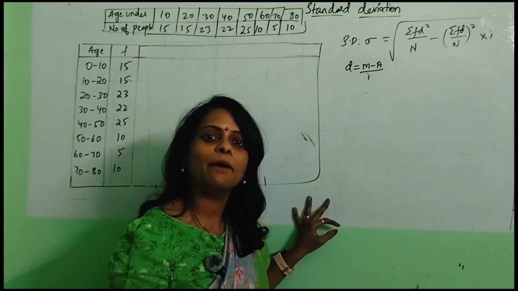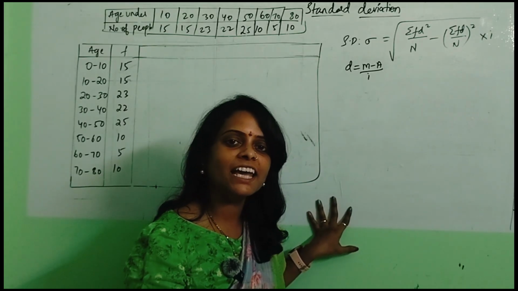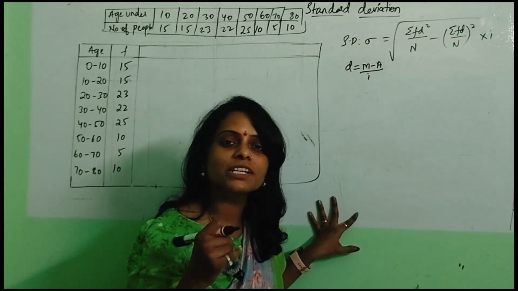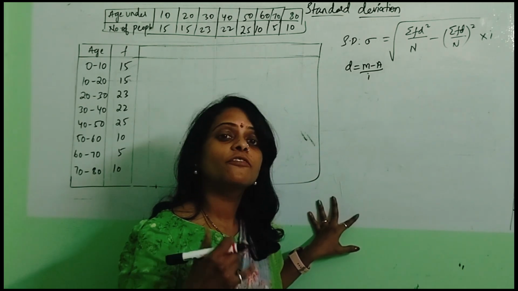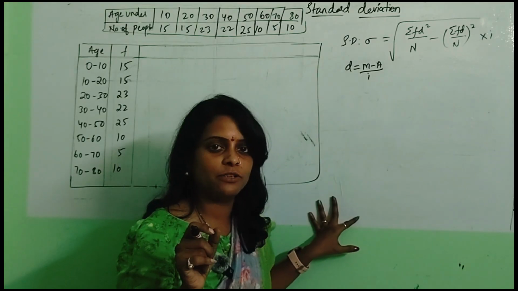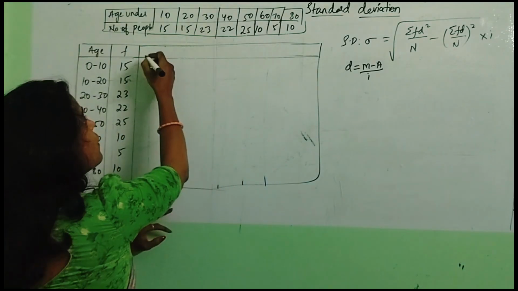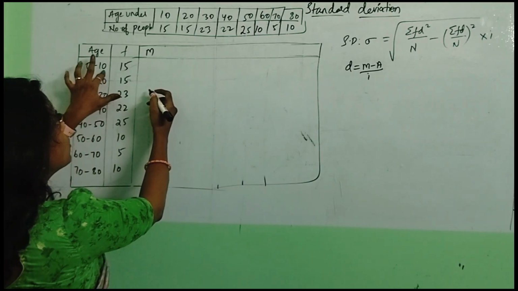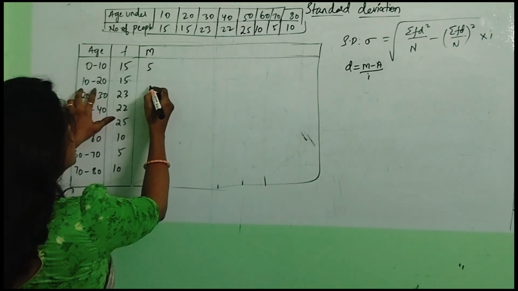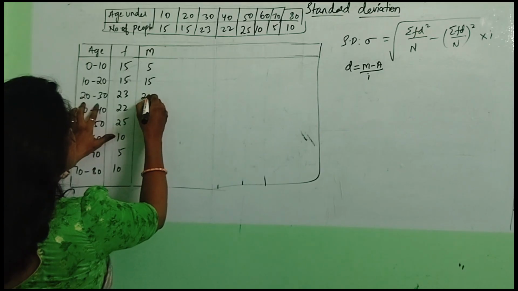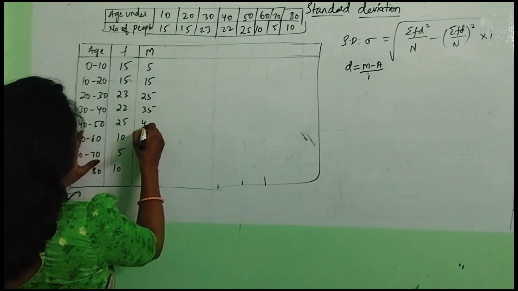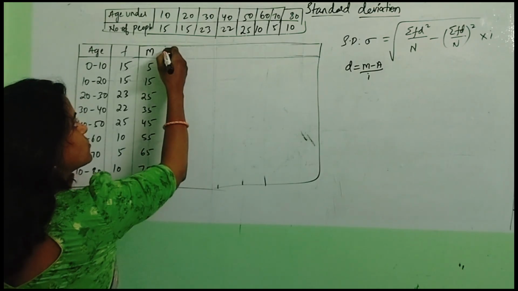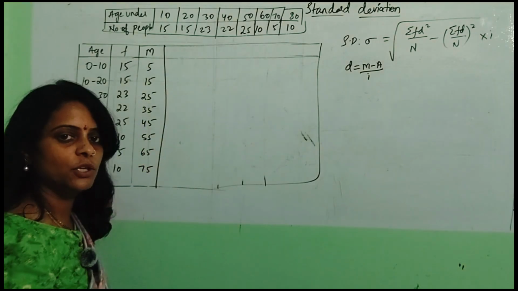What is M? M is nothing but the mid values, and A is nothing but your assumed mean. The name itself says assumed, so it is an assumption we will make from the mid values. So first we need to find out the mid values, that is M. So 0 to 10, what is the middle value? That is 5. Next 15, 25, 35, 45, 55, 65 and 75. So these are the mid values.